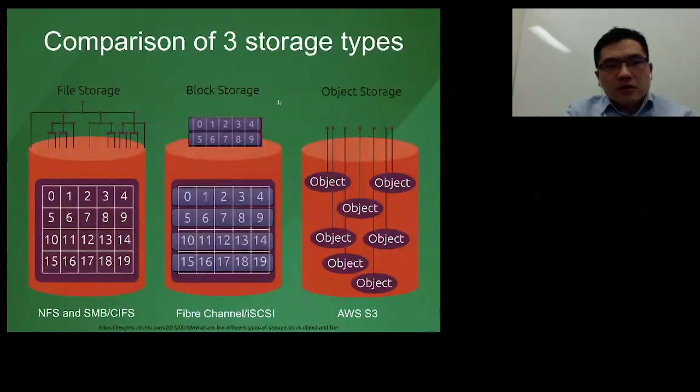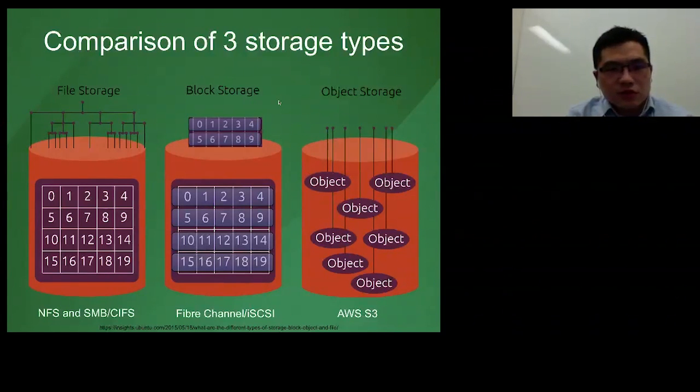There is some comparison of the three storage types, such as file storage, block storage, and object storage. We can see from the picture, we can have a straightforward concept of the difference. In file storage, we just use a file system to organize the data blocks, small data blocks. And in block storage, we transfer data in big blocks, which could be very fast.